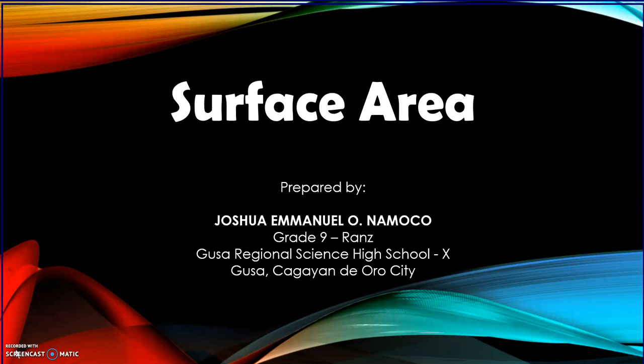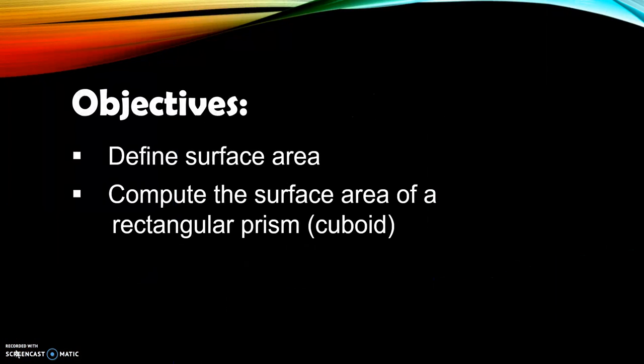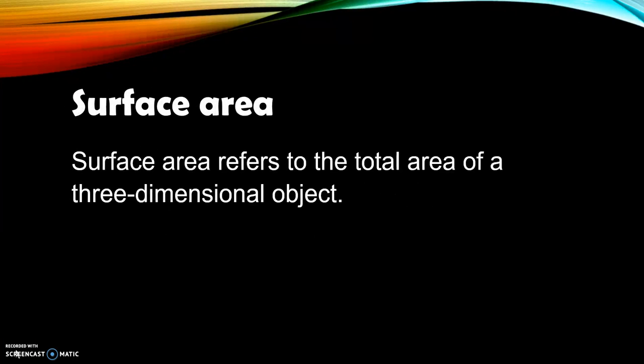Today, I am going to present to you about the topic on surface area. In this presentation, we hope to learn about the definition of surface area and how to compute the surface area of a rectangular prism, also known as cuboid. Surface area refers to the total area of a three-dimensional object. In other words, the surface area is the sum of all the faces of a three-dimensional figure.